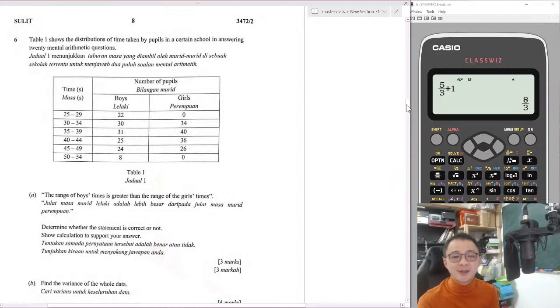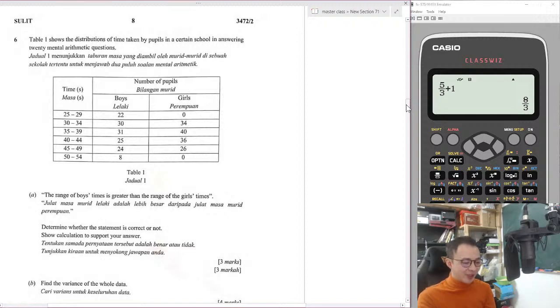Number 6. Okay, so statistics. They asked about the range of boy time being greater than the girl time. Any question will affect your answer for the number of solutions, so make sure you scale correctly. Yeah, it's very true. Make sure you scale nicely. If not, the final answer will be slightly different.